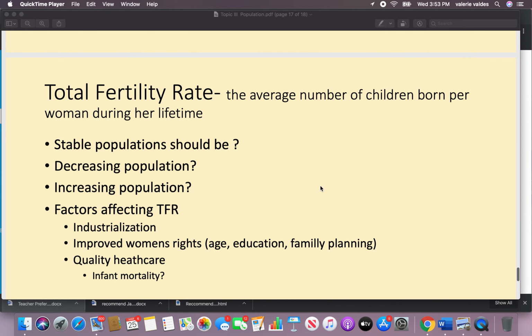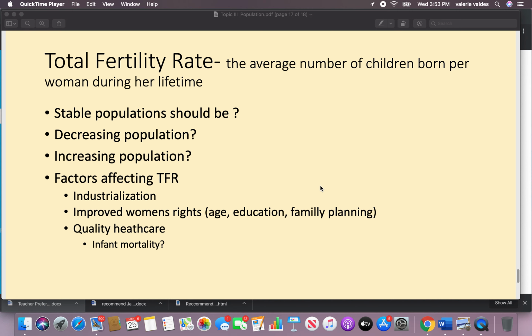All right, and then the total fertility rate is the average number of children that a woman can have in her lifetime. And so we know that in order for population to remain stable, meaning it doesn't increase or decrease, we need to be able to basically have enough kids where we can replace mom and dad, right? So the number there should be at 2.1 to replace mom and dad in a family. If you have a decreasing population, then that number would obviously be less than 2.1, while increasing population would be higher than 2.1.